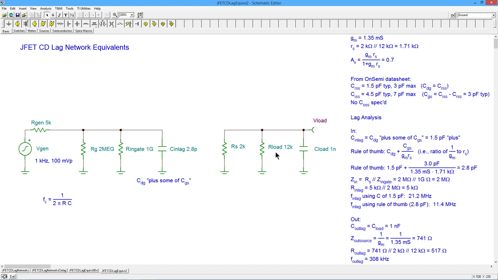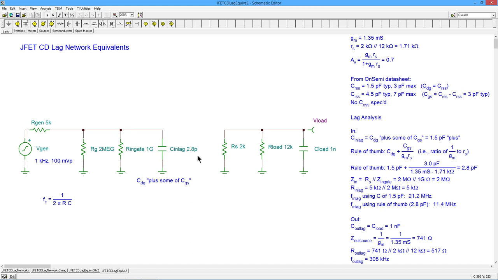On the output, there's the two resistors. I've ignored RDS; I'm assuming it's big enough to ignore. So we've got the 2K and the 12K for RS and our load, and then our C load. So that's kind of what I just explained. The interesting bit is up front, and that's what I've called CN lag.